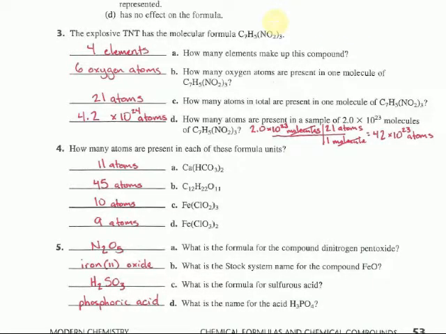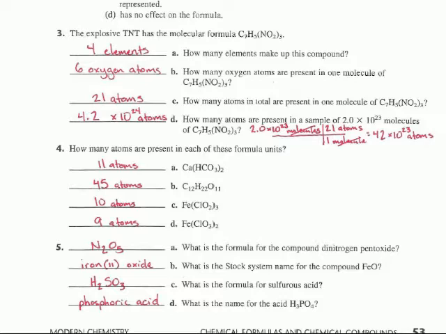All right, let's look at number 3. The explosive TNT has the molecular formula C7H5N(NO2)3. How many elements make up this formula? Well, there's carbon, hydrogen, nitrogen, and oxygen. There are 4 different elements. Okay, there are different numbers of atoms of each of those elements. That's most certainly true. But in terms of the types of elements that are present, there are 4.